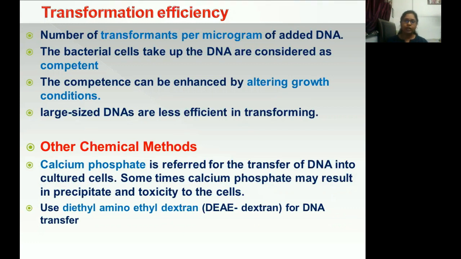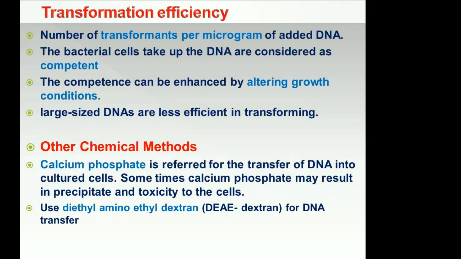Instead of calcium chloride, we can use calcium phosphate, which is referred for the transfer of DNA into cultured cells. Now, calcium phosphate has some limitations. What are the limitations associated with it? It precipitates, and as it precipitates, it is toxic to the cells. That is the reason we preferably go for calcium chloride. Again, the use of diethylaminoethyl dextran for DNA transfer is one of the chemicals used for studying the transformation efficiency.